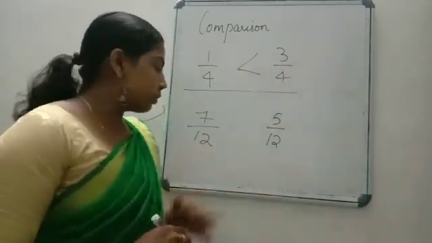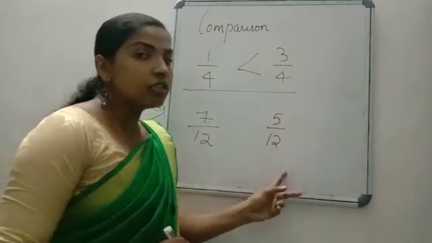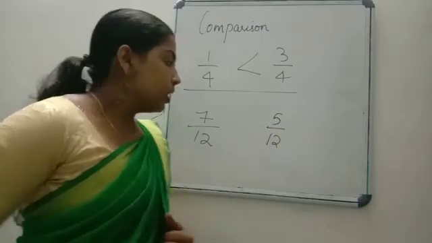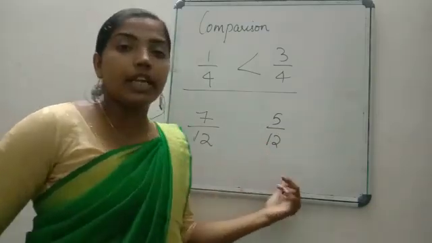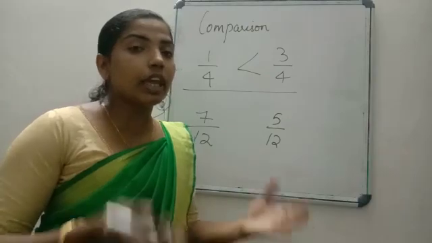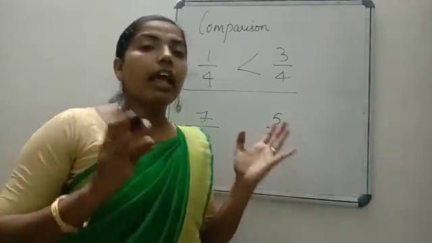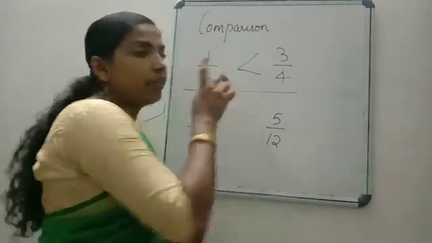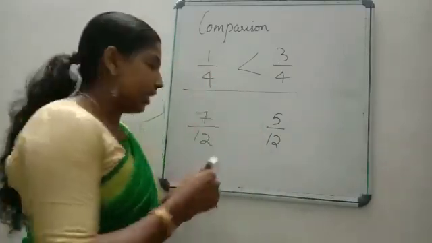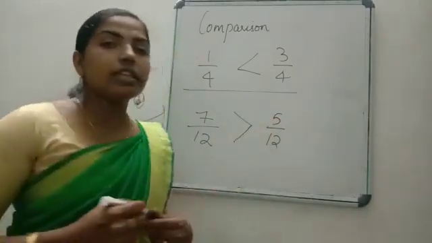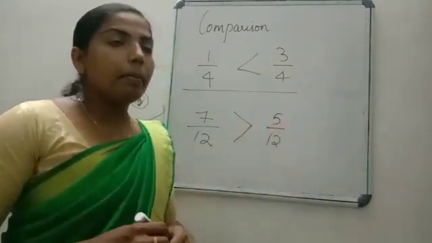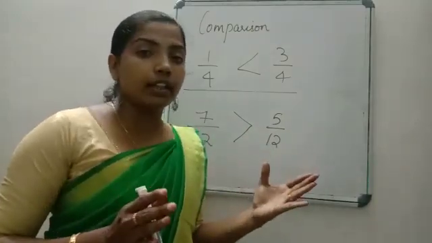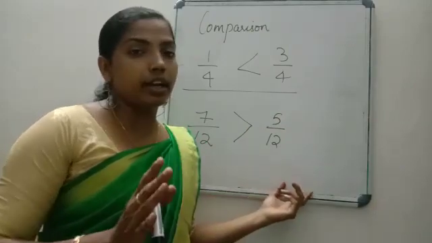Next, can you say for the fractions 7 by 12 and 5 by 12? What's the first step? You have to check whether the given fractions are like or not. See, here both fractions have the same denominator 12. Since the denominators are same, we can say that these fractions are like fractions. Now just move to the numerator. 7 and 5. Among these, which is greater? 7 is greater. So 7 by 12 is greater than 5 by 12. But make sure that only if these are like fractions can you write like this. If these are unlike fractions, you cannot write like this.